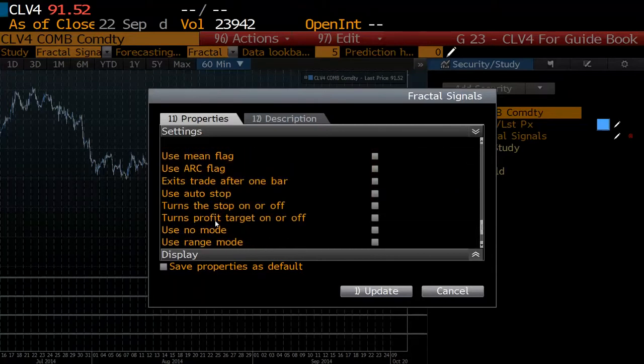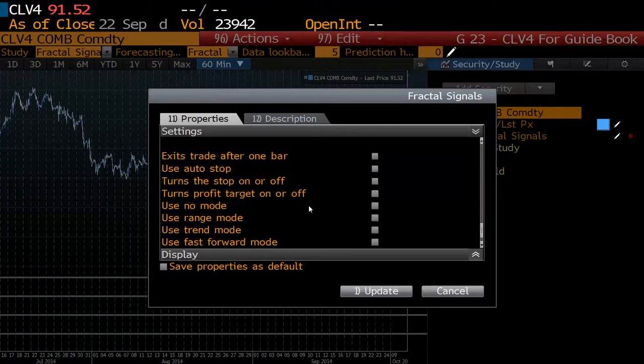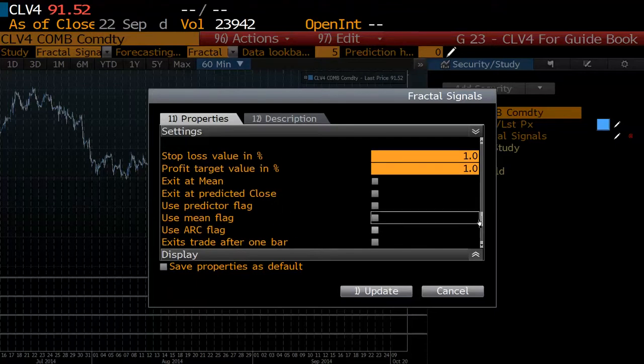So now, turns the stop on or off. We went through that earlier. This is tied, again, to the stop loss value and percentage. And then turns profit target on or off. This is again tied to profit target value and percentage.